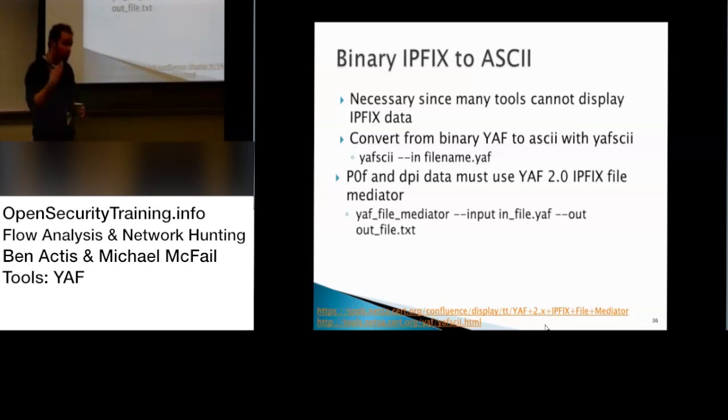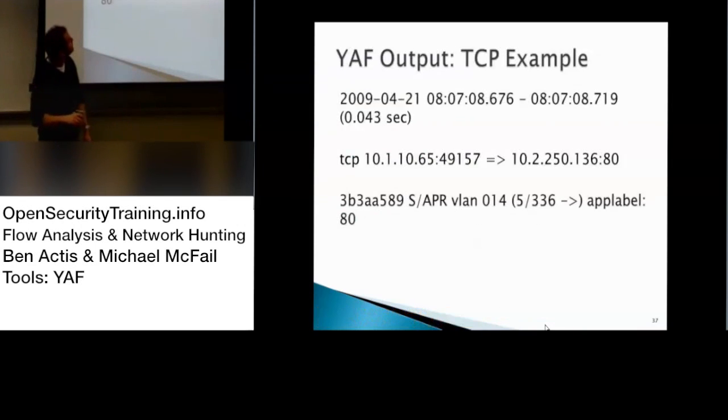Okay, so if you want to look at your output, unless you use the SiLK tools, you're going to have to convert it to ASCII. Or if you want to throw it up in Splunk or any kind of log consolidation tool, it's simple. The ASCII file name, you get a file name .yaf.txt, I believe. However, if you use the additional plugins, you're going to need that other tool there. So next slide. So here's what it looks like.